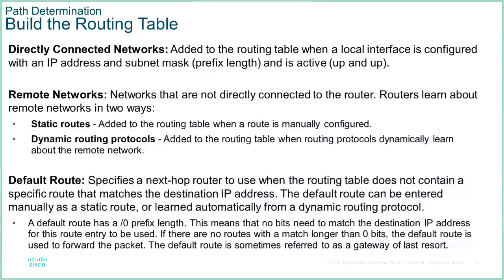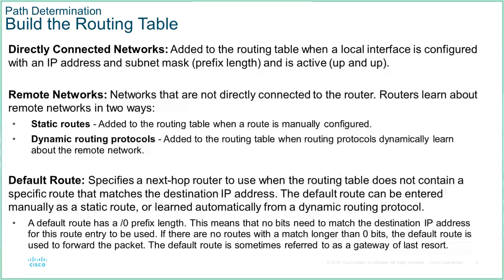Now, how we build up the routing table. As we activate an interface with a valid IP address, they become a directly connected network. So that's one way of adding a network. Then we add our remote networks via entering a manually configured, i.e. a static route, or via routing protocols which dynamically share their known networks with each other.